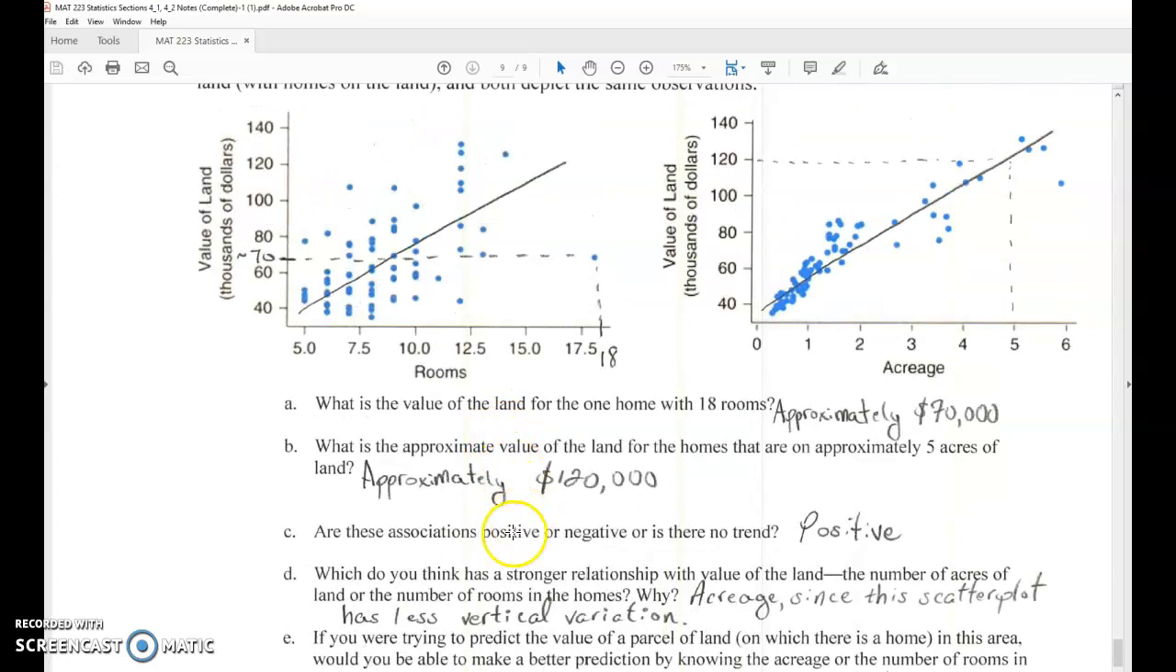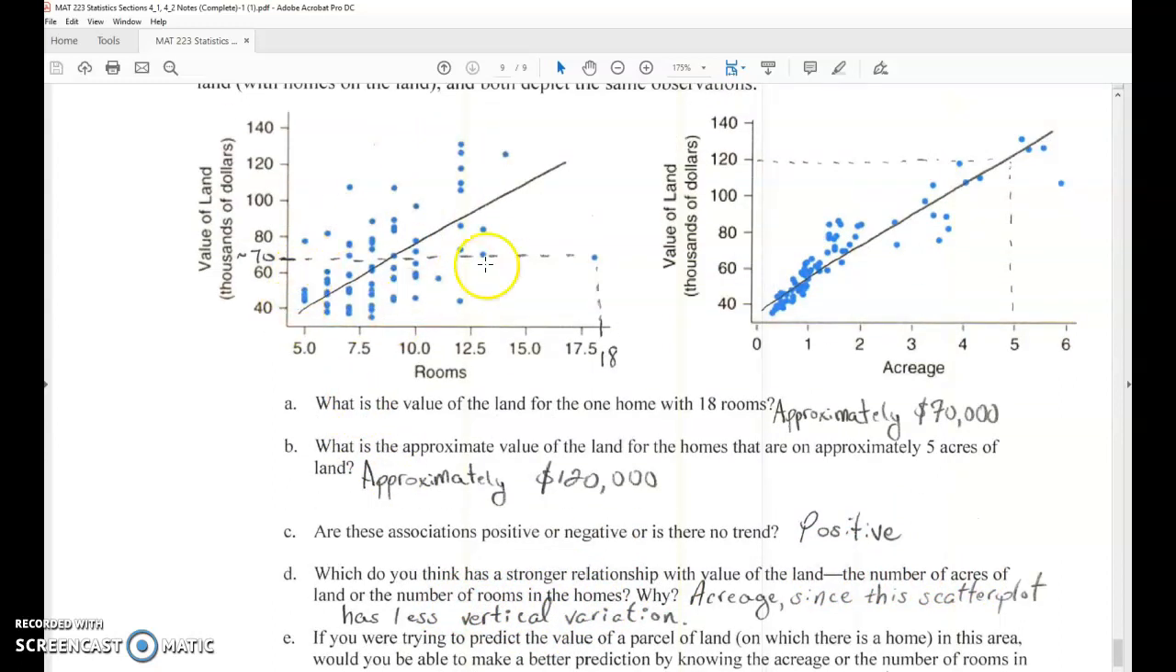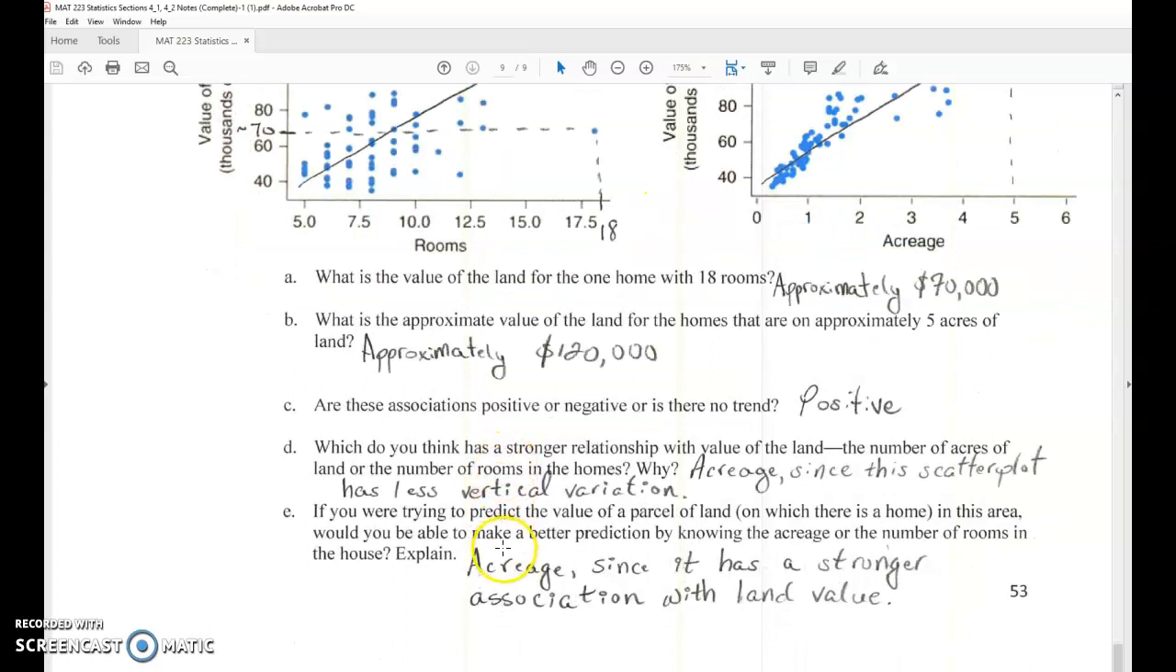Are these associations positive or negative, or is there no trend? So they're both a positive uphill, right? Positive association or correlation or relationship. All of those words mean the same thing, and you'll see them at different times in the homework. Which do you think has a stronger relationship with the value of the land? The number of acres of land or the number of rooms in the home? Well, just kind of glancing at the scatter plot, this is a pretty weak correlation or weak association. This one's pretty strong. So it seems like acreage has a much better association with the value of the land than the number of rooms in a house does.